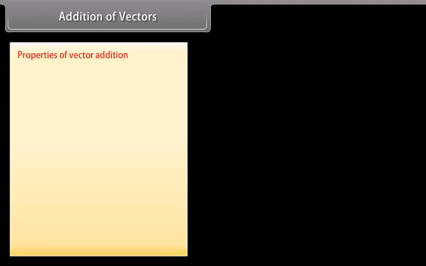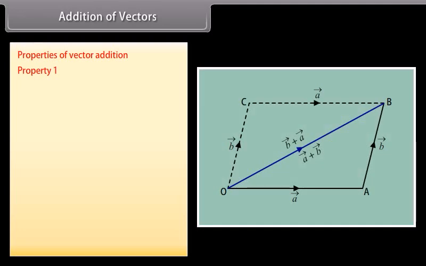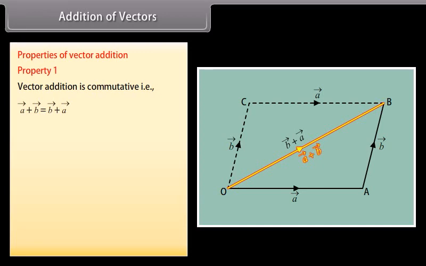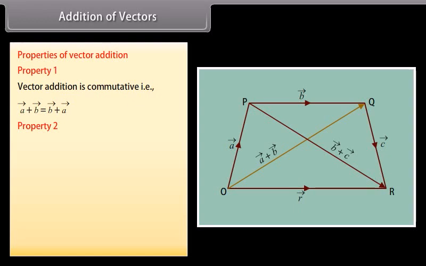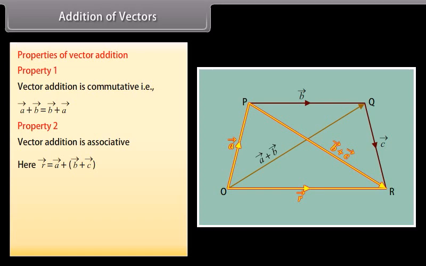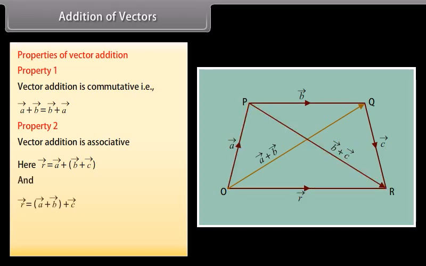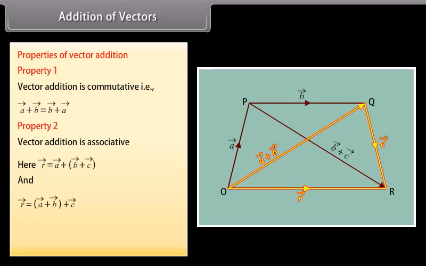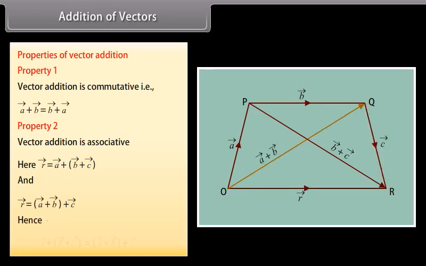Addition of vectors. Properties of vector addition. Property 1. Vector addition is commutative. That is, vector A plus vector B equals vector B plus vector A. Property 2. Vector addition is associative. Here vector R is equal to vector A plus vector B plus vector C. Hence, vector A plus (vector B plus vector C) is equal to (vector A plus vector B) plus vector C.